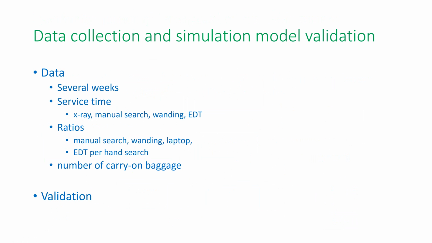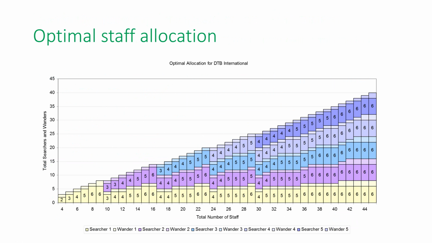After we built the model, we came up with this chart. On the x-axis, you see the total number of staff, and on the y-axis, you see the total searches and wonders. For example, let's look at 20. If I have 20 people as agents, then it's optimal to have 3 lines, and I should distribute them 5, 5, and 4.